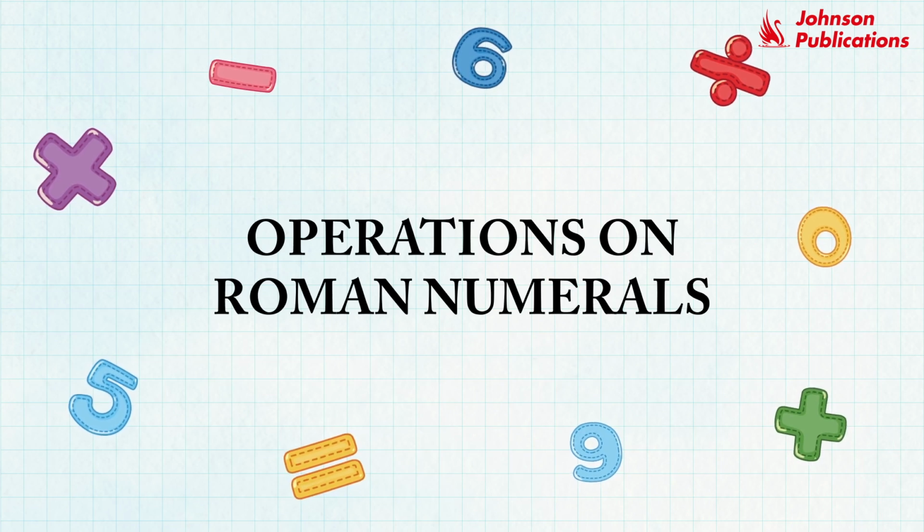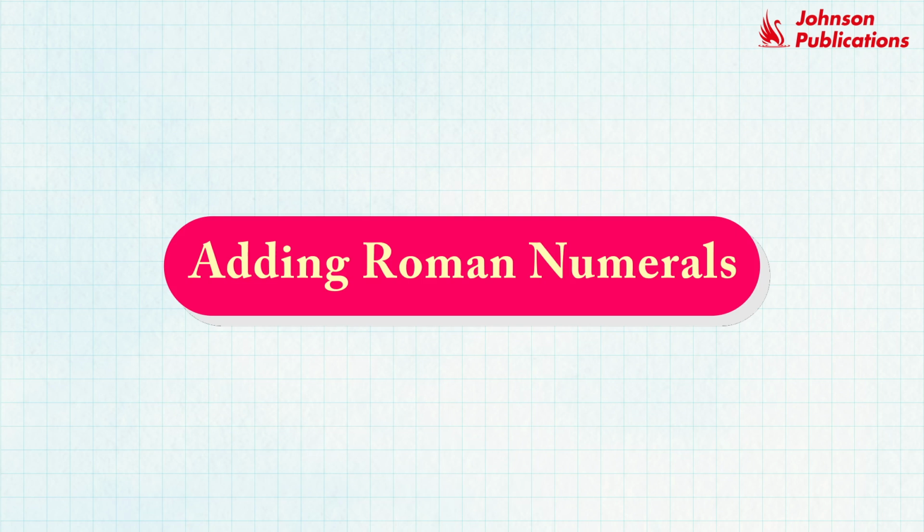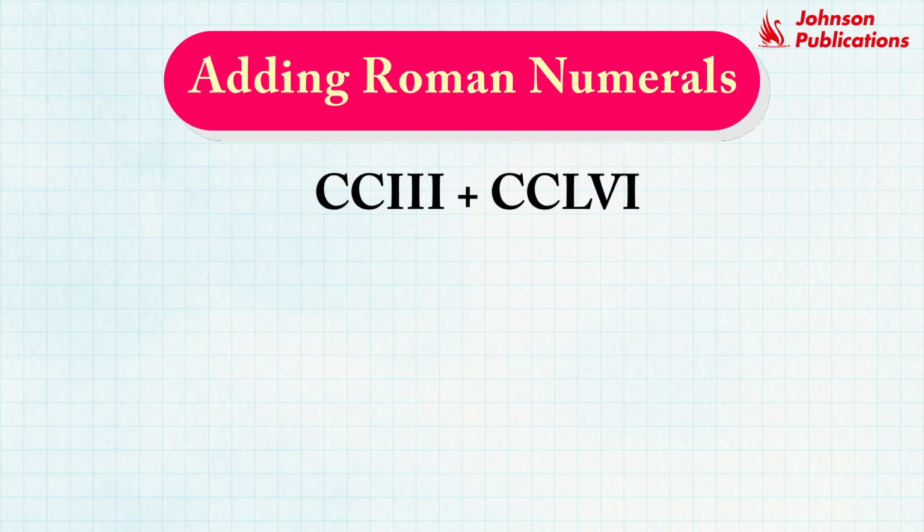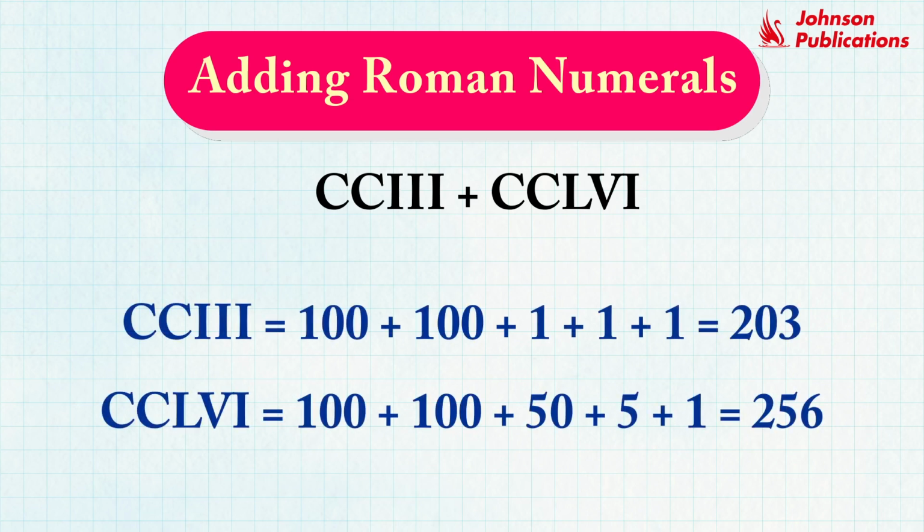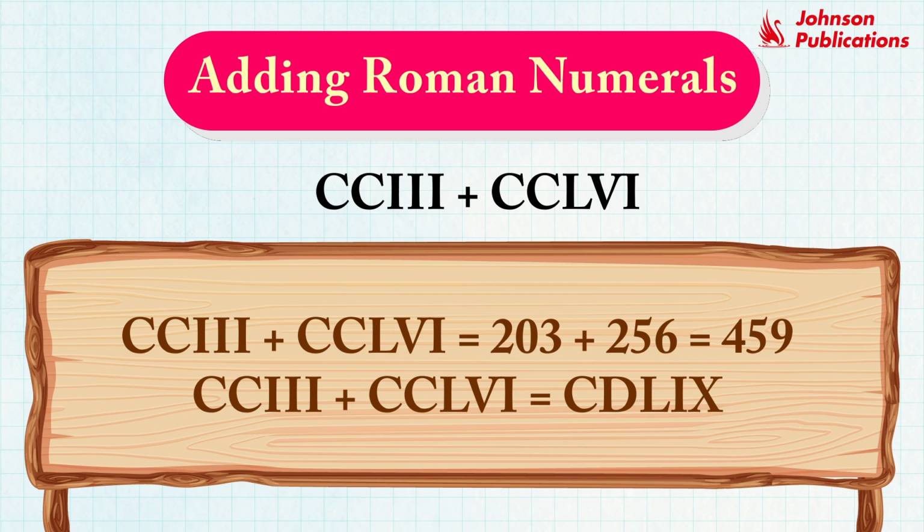Operations on Roman numerals. Let us understand adding Roman numerals. Find the sum of these two numbers. We break these Roman numbers in this way. We add the numbers in this manner and convert the sum into Roman numeral.